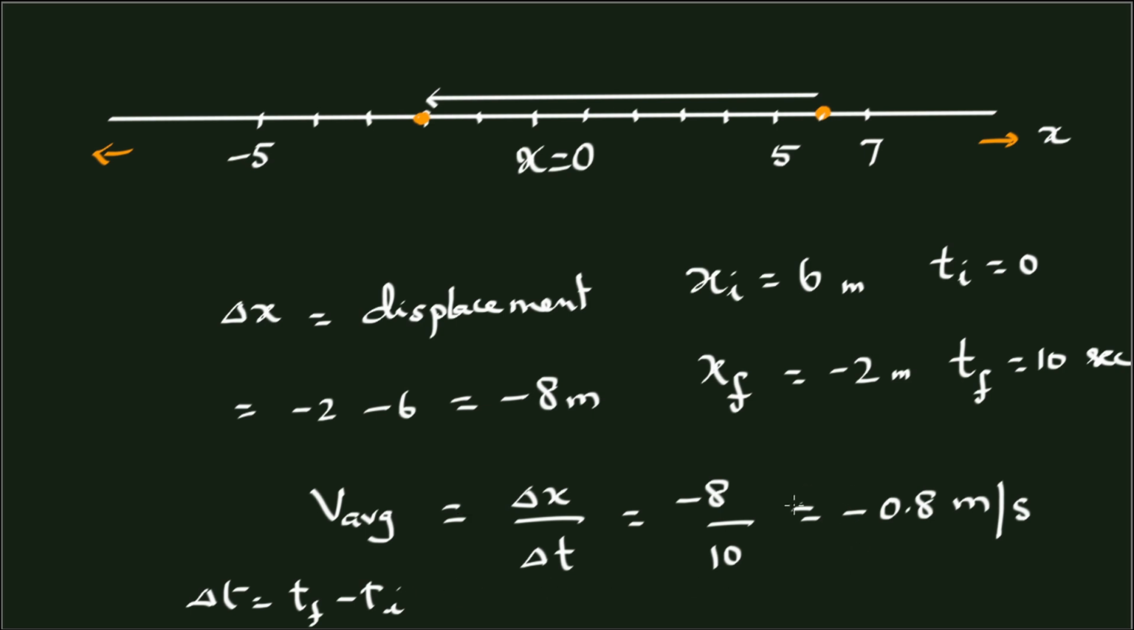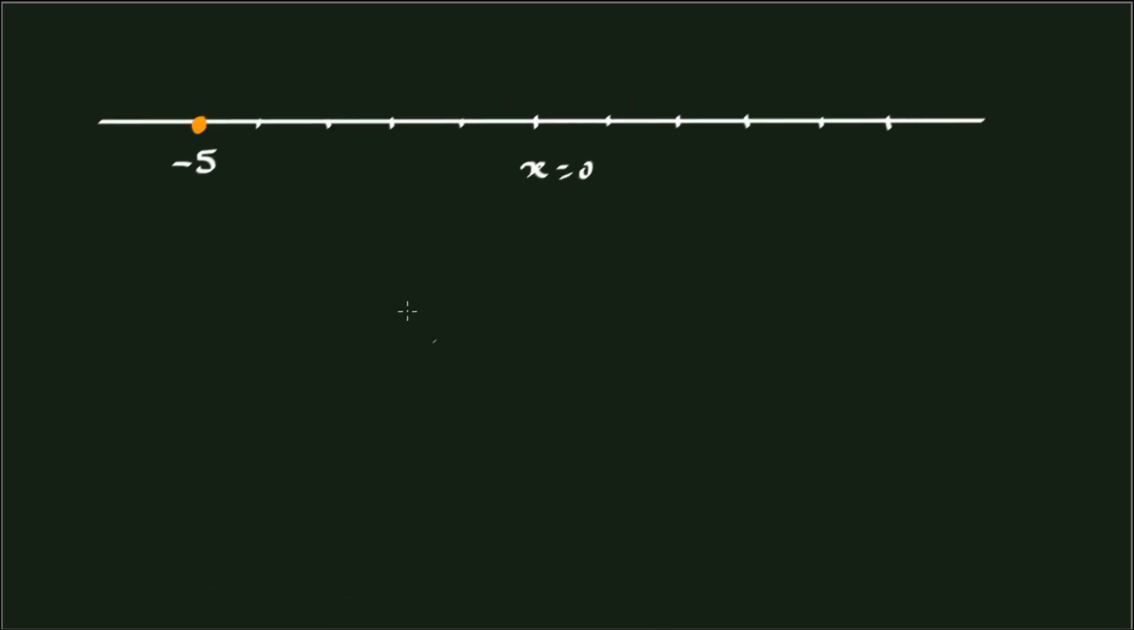Now keep in mind, the average velocity is defined for a time interval. And in this case, the negative average velocity tells me that on average, the velocity pointed to the left. Of course, it moved to the right and to the left in between, but the average velocity points to the left.